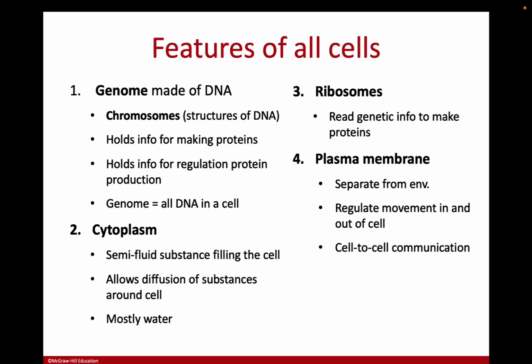And finally, all cells have to have a boundary between them and the environment, and that's called a plasma membrane. It separates internal from external, and it regulates what goes in and out, how much it goes in and out, when it goes in and out. And it also is important in cells being able to communicate with other cells and with the environment. Those are the features that all cells share.